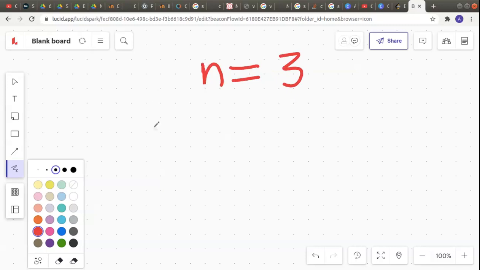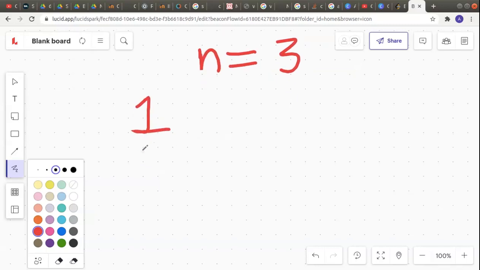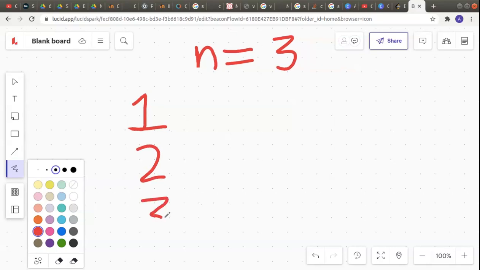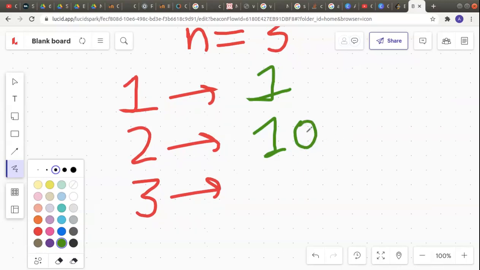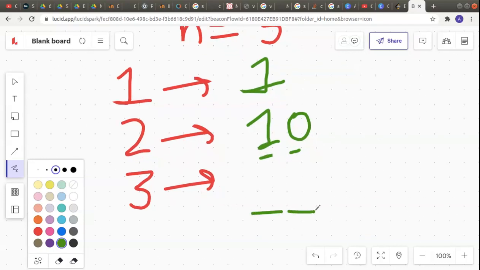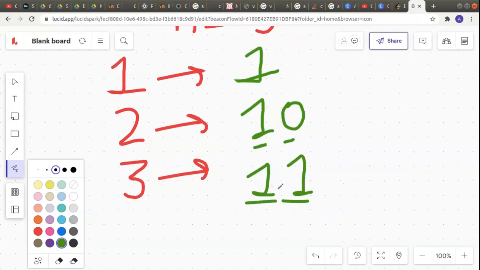So if n is equal to 3, we have to write all numbers from 1 to n. That is, we have to write 1, 2, 3. Now we have to do the conversion to binary numbers. So what is 1? 1 is 1 only in binary. What is 2 in binary? 2 is 1 0 in binary, because 2 power 0 into 0 plus 2 power 1 into 1, so that is 2. What is 3 in binary?